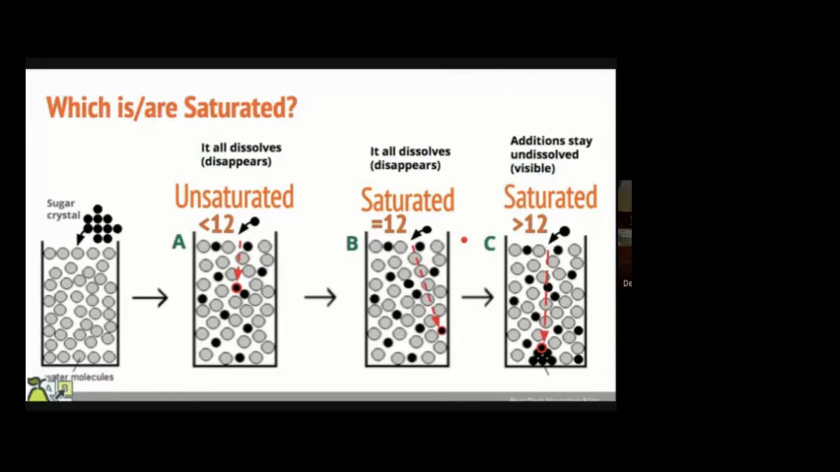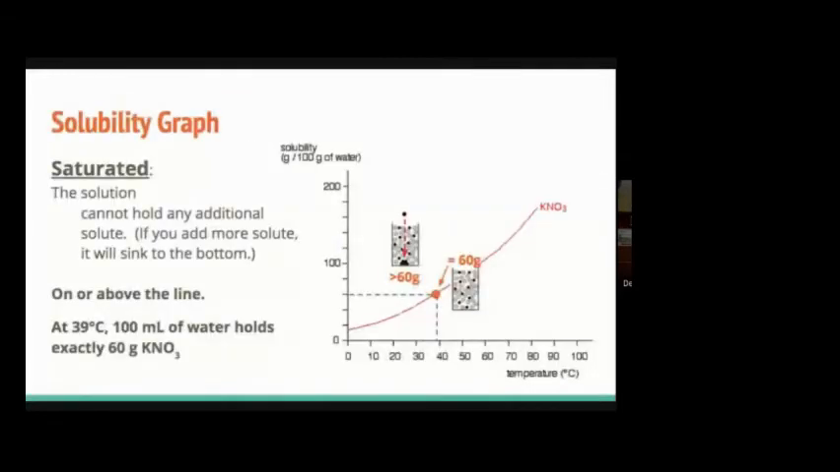All right, so it's really difficult to tell by looking whether a solution is unsaturated or saturated. So it's important for us to have a way to measure it. And if we go back to the solubility graph, this is a good way to measure solubility. And usually these solubility graphs have more than one substance on them, so you can actually compare the solubilities of different substances.